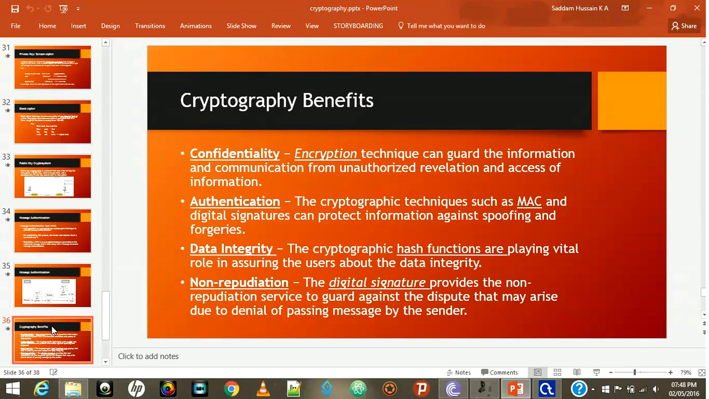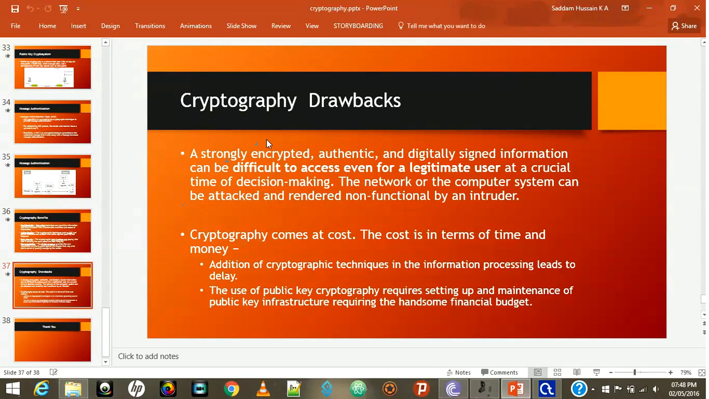Okay, now we have seen the cryptography benefits. So what are the drawbacks of cryptography? The main drawback is that strongly encrypted, authentic and digitally signed information can be difficult to access even for a legitimate user at a crucial time of decision making. Because the cryptography is so strong, even the legitimate user can't access it. That is one of the drawbacks.